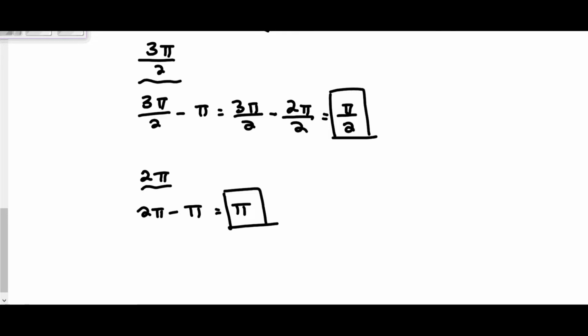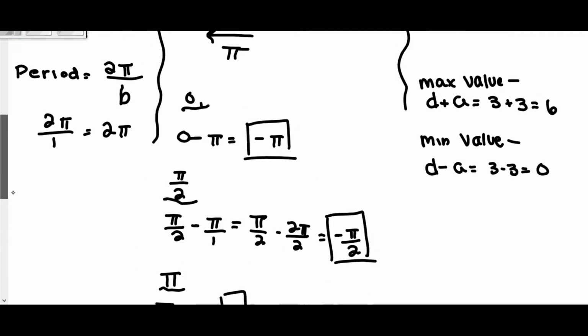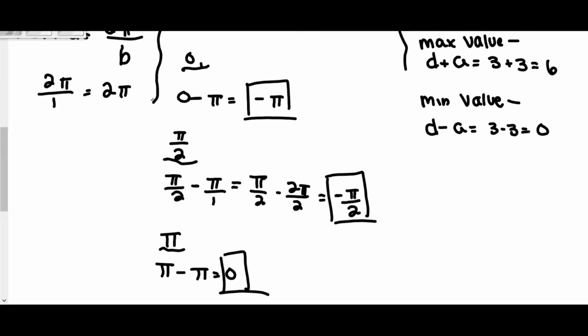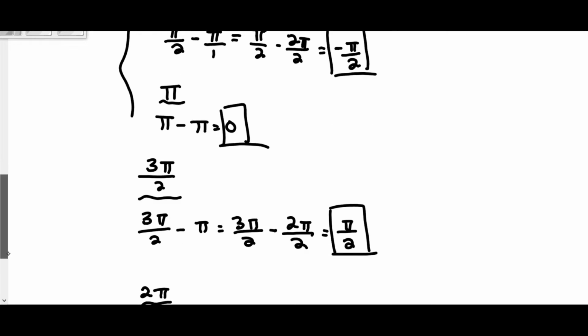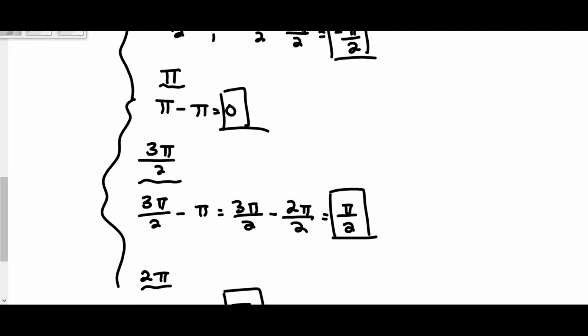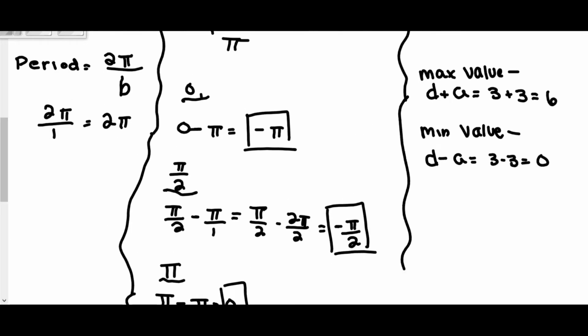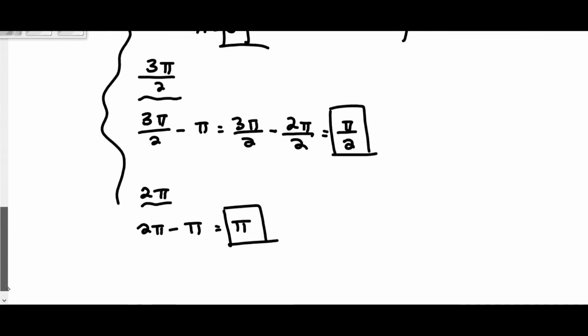So all we're doing is just taking our critical values and we're kind of like moving them over. So nothing's changing, it's just where our graph is going to hit changes. And then we do our last critical value, which is 2 pi. 2 pi minus pi is just pi. So instead of labeling our x-axis 0, pi over 2, pi, 3 pi over 2, 2 pi, we're going to label them with these.